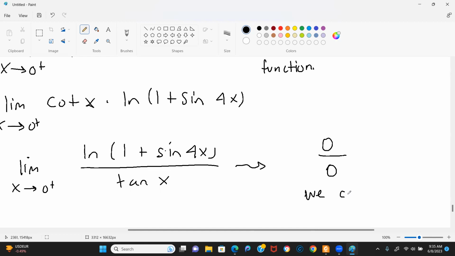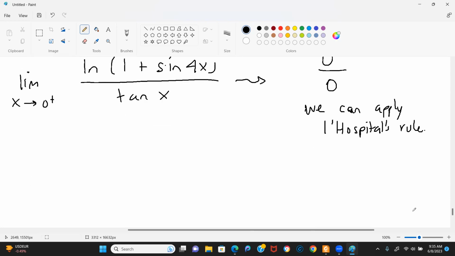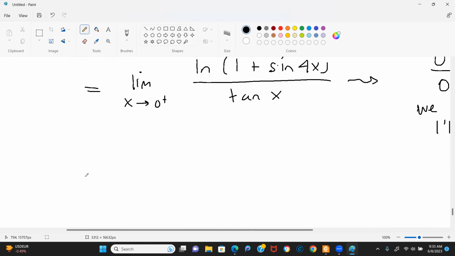So we can apply L'Hopital's rule. Might be a little complicated, but we can actually still do it. So we're taking the limit as x goes to 0 from the right, and we're taking the derivatives of the numerator and the denominator separately.